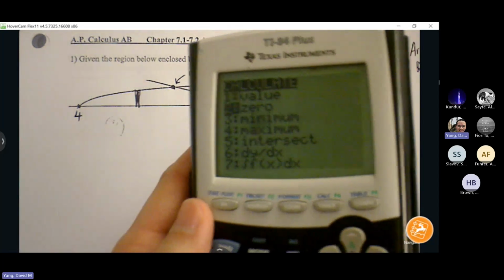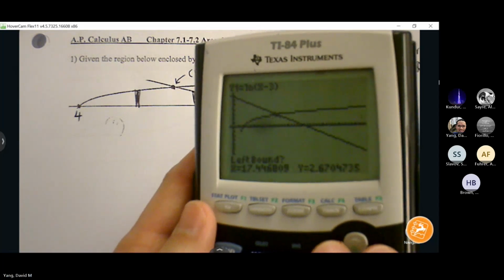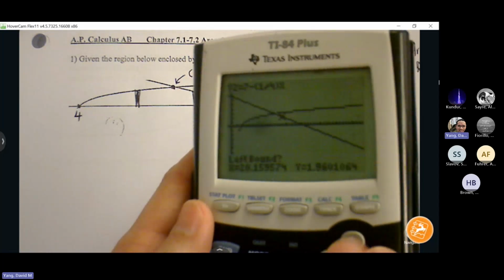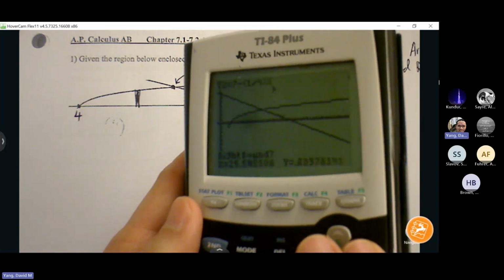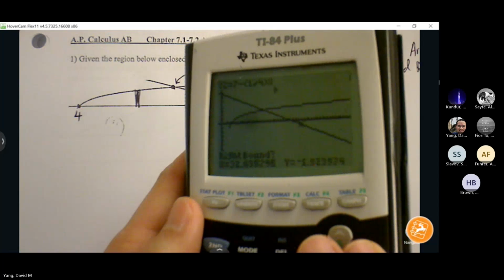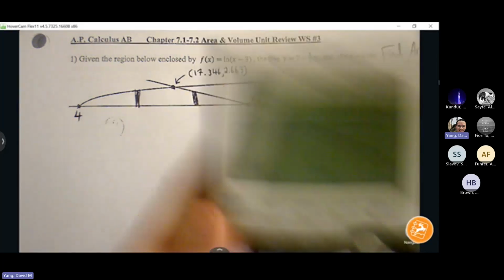Second trace, I'll find my x-intercept again, zero. I'm going to pick a point to the left of the x-intercept, pick a point to the right of the x-intercept. 28.